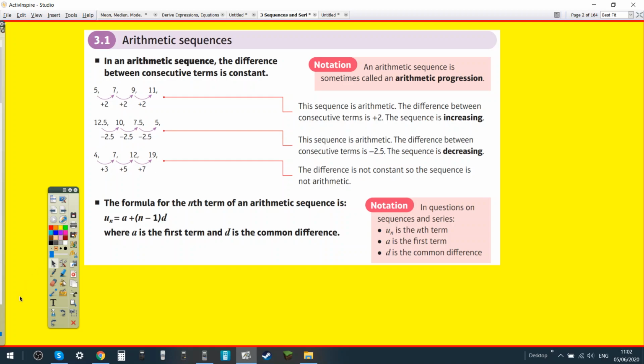So, GCSE, you've got y equals mx plus c. For a sequence of numbers, you might say the nth term is dn plus c, where d is the common difference. A level, it's the same thing, they just write it this way: a plus (n minus 1)d. So d is the common difference, and a is the first term.